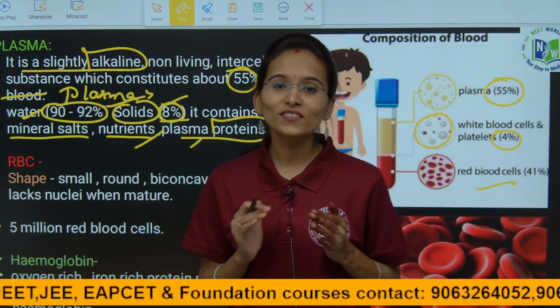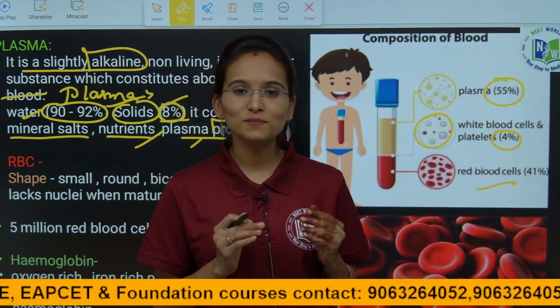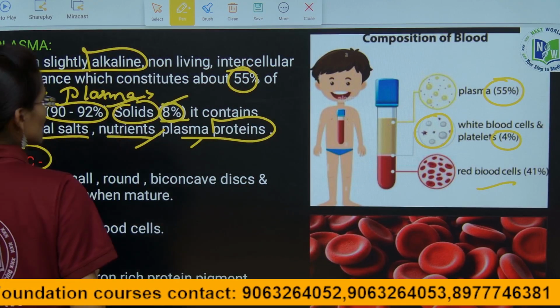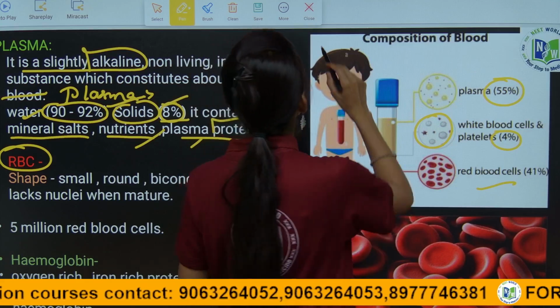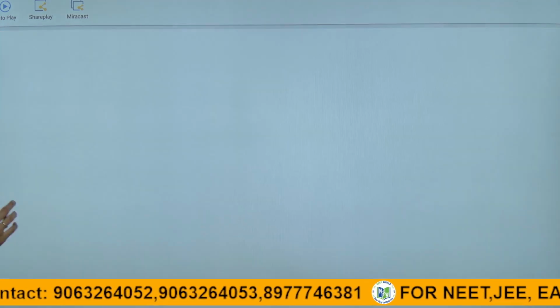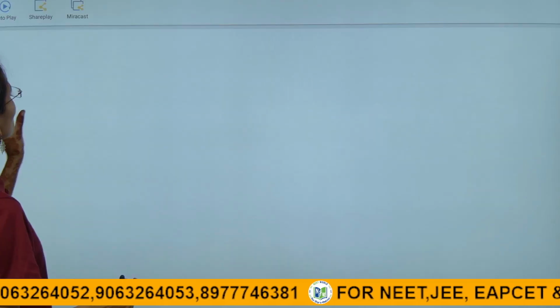Okay. So, now we will discuss each and every type of cells. First we will start with the RBCs, red blood cells. Clear? So, we will learn about the RBCs. Before learning about the red blood cells, once again look into this beautiful and interesting animated video, students.